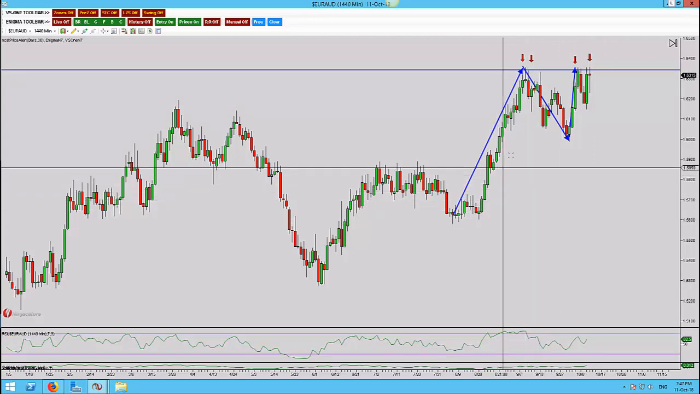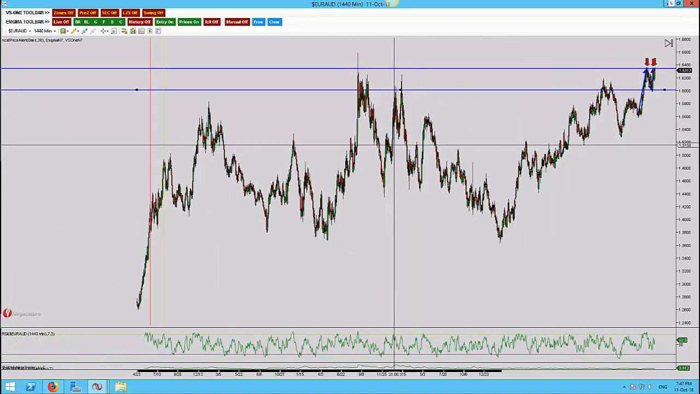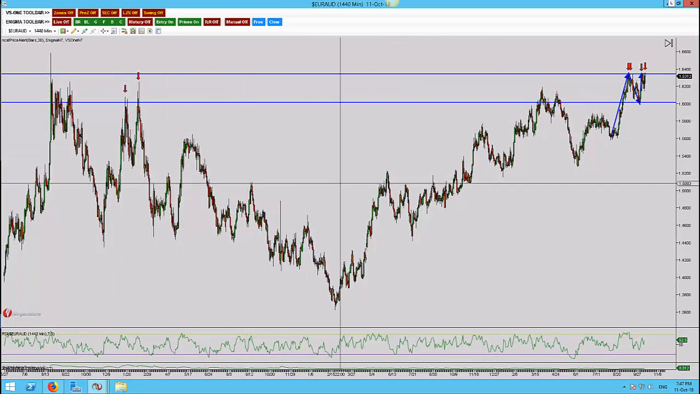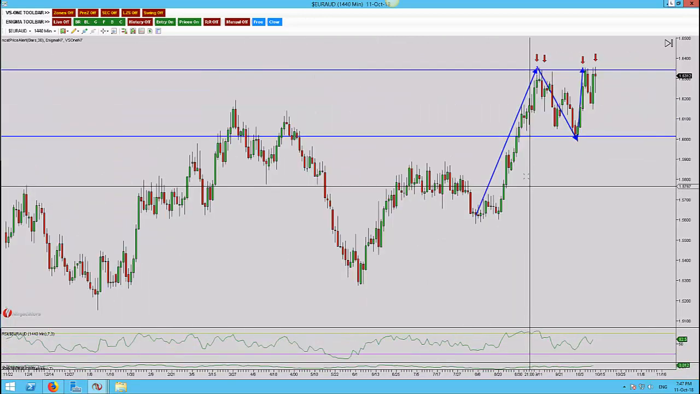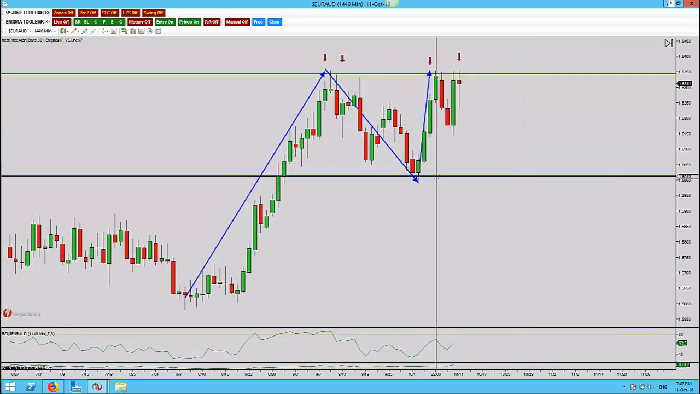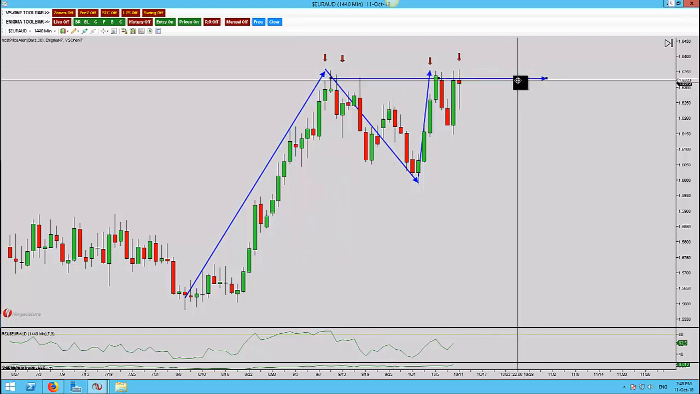Now the only problem here for me is that if I put a structure level here as to where price previously came to and zoom out, you can actually see that we've already come into the structure level. So for me, that double top has already played out, but we can certainly start to channel here. That's looking like what we're starting to do with all these double tops.